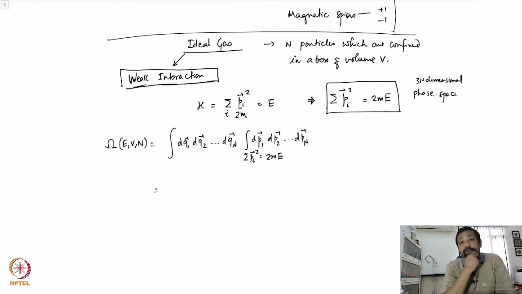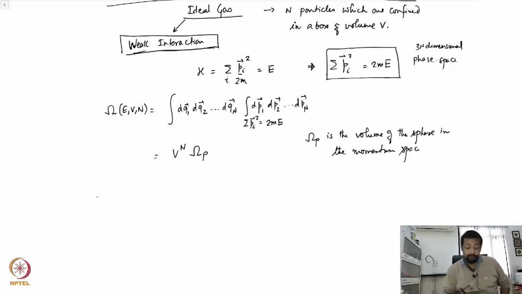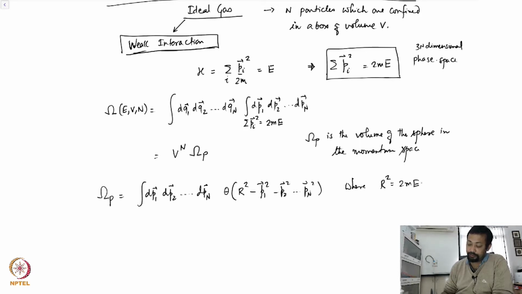Q1 is allowed to take a volume V, so therefore this part is going to be V, and this part we will denote as omega p, where omega p is the volume of the hypersphere in the momentum space. Right? So we just have to figure out the volume of this. So omega p is going to be integral dp1 dp2 all the way up to dpn, and you have a theta function of r square minus p1 square minus p2 square minus pn square, where r square is equal to twice mE, right? So this is the volume that we have to calculate.